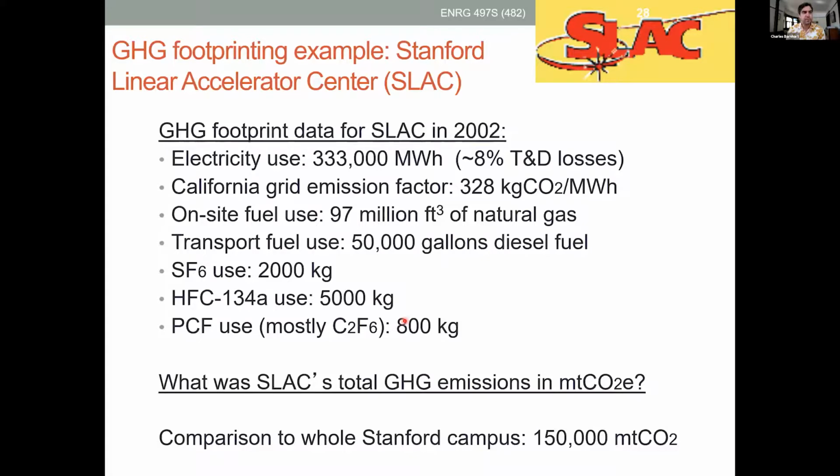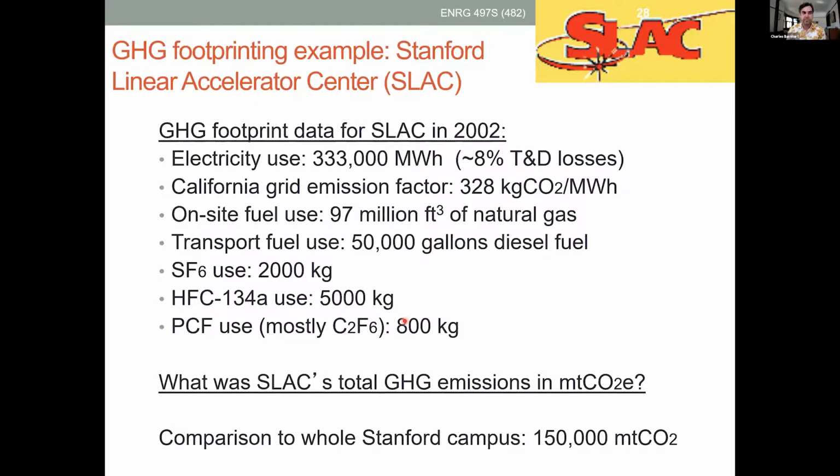The grid would be scope 2. On-site fuel use is 97 million cubic feet of natural gas, so that's probably for heating and cooling. Transportation fuel use, so all the little trucks on lab, 50,000 gallons of diesel fuel used. They do have sulfur hexafluoride for some of their lasers, so that's 2,000 kilograms of sulfur hexafluoride used each year.